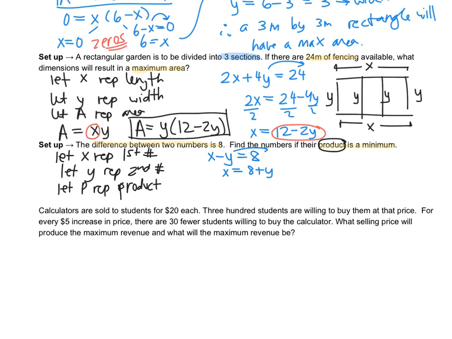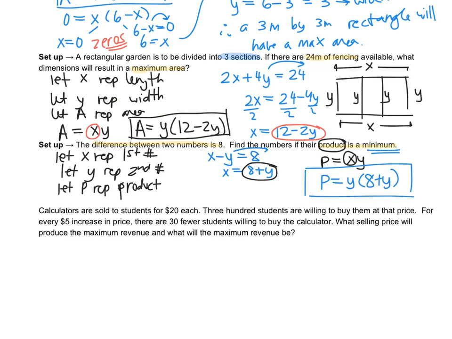Okay, now let's use that product information. The product is a minimum. So P for product means I'd be multiplying x and y. It's almost quadratic. I just have to replace x with 8 plus y. So my product is y times 8 plus y. Now this is ready to go.